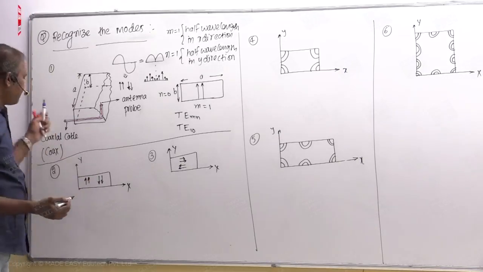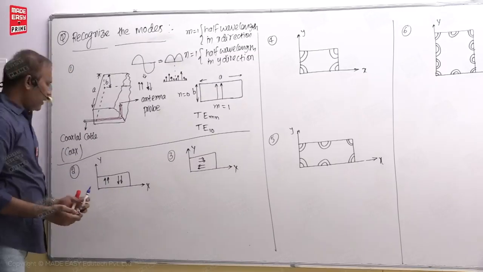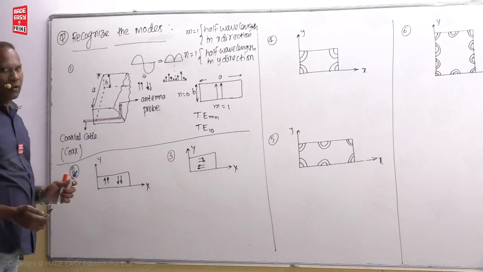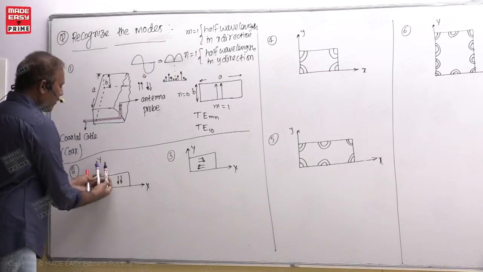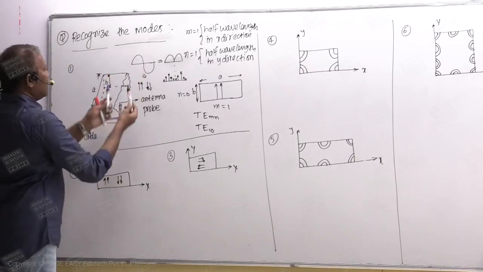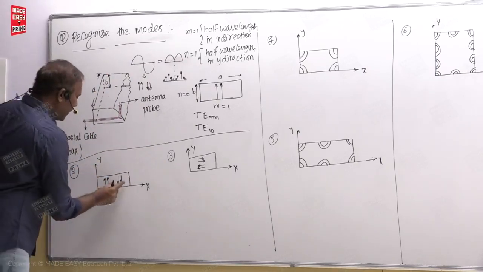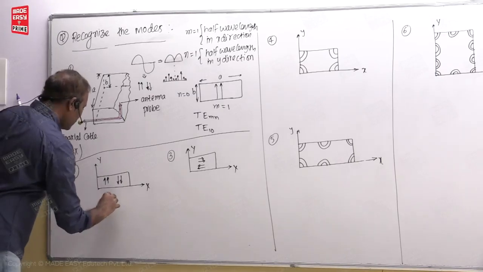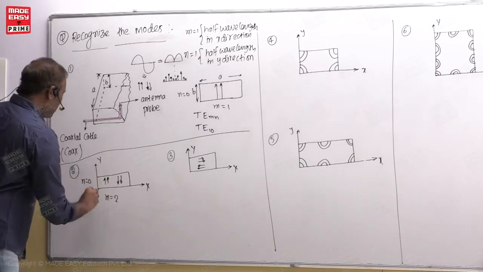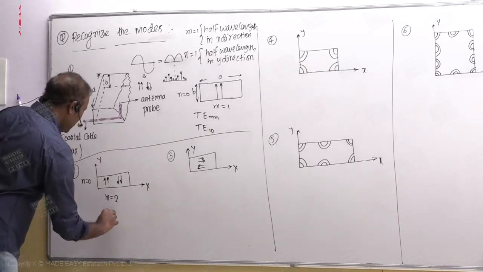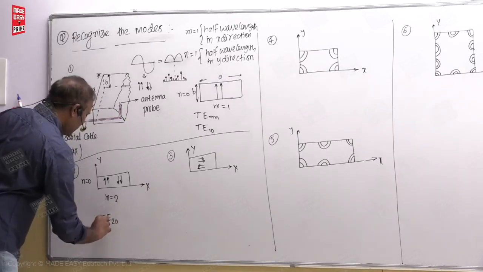You can see here, this is x direction, so you have to count the m value. Y direction means you have to count the n value. Here two lines like this mean a half cycle in the up direction and a half cycle in the down direction. So half wavelength and half wavelength, that is m is equal to 2. Here there are no lines, so n is equal to 0. So the mode is TEmn, m is 2 and n is 0.